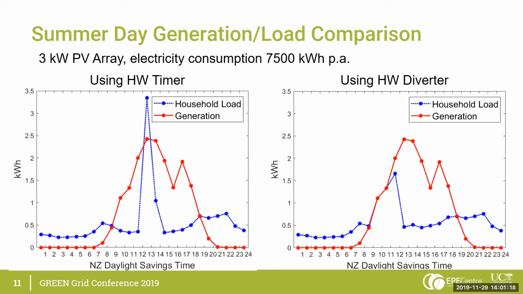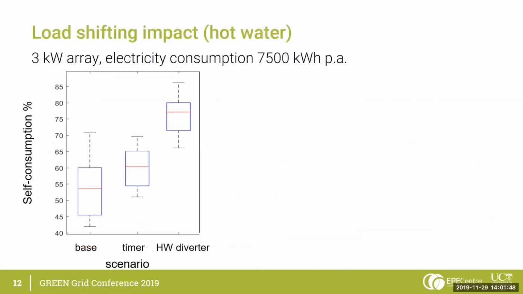If you look at the diverter on the right-hand side, you can see that the hot water diverter model, as soon as it starts to see export, which is about this time, it turns on the hot water diverter. It switches on the hot water cylinder, starts heating, and you can see it's matching very closely the generation. And so it gets to this point, it's heated its hot water cylinder, it turns off and continues on. So you can see the difference between the sort of smart hot water diverter and just a fixed timer.